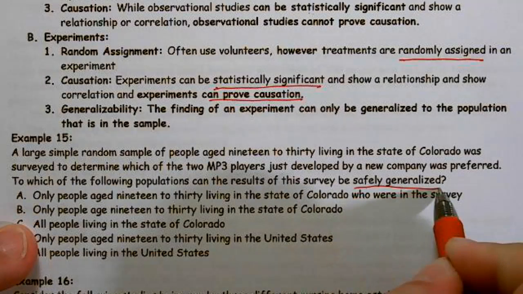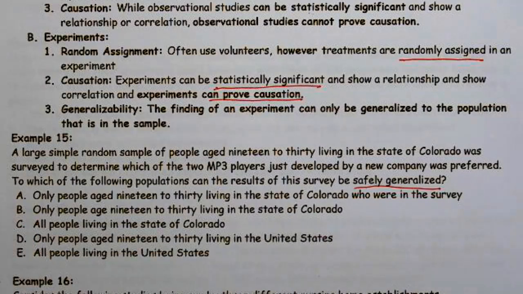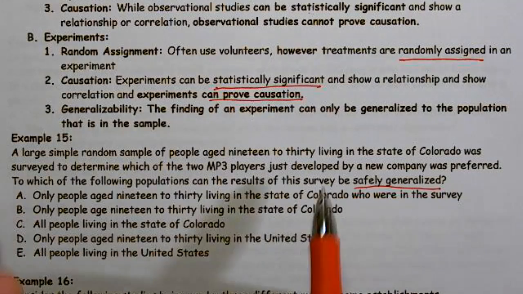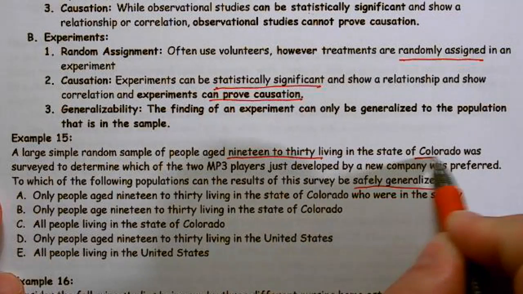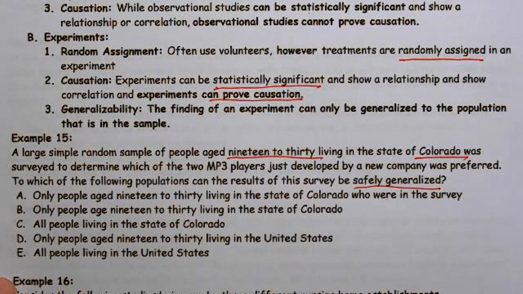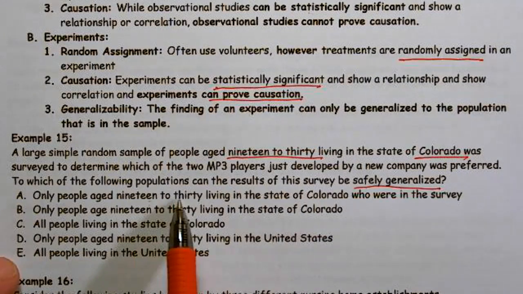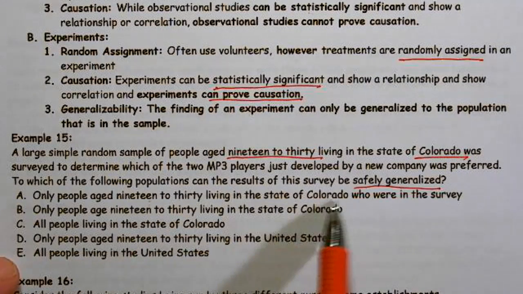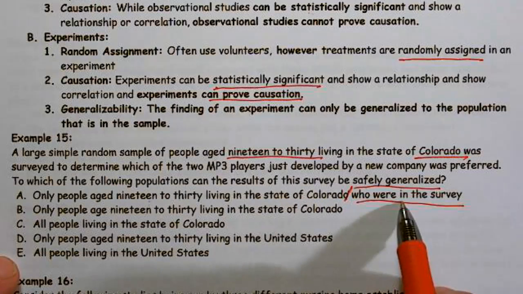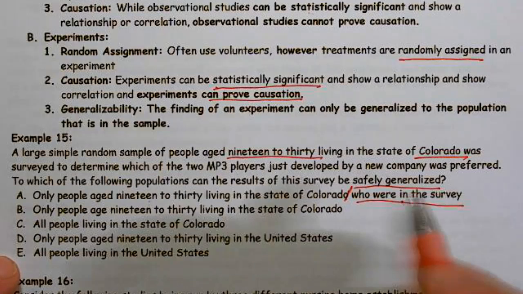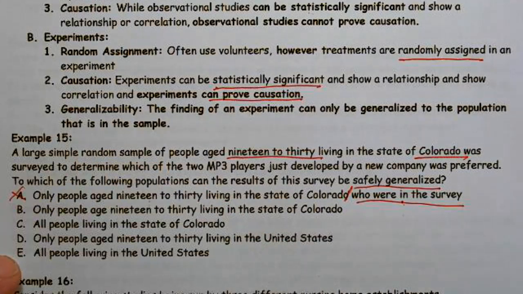We're taking the sample and asking what population it can be generalized to. What do we know about the characteristics of the sample? First off, they're aged 19 to 30, and they live in the state of Colorado. The first option says only people aged 19 to 30 living in the state of Colorado who were in the survey. The first part was very good, but this part means we were dealing with the sample. We don't generalize to the sample, we generalize to the population. Because that was talking about the sample, that's wrong.